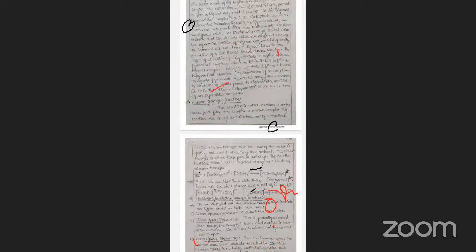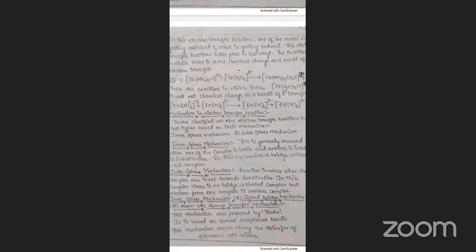Outer sphere, inner sphere, both are similar, but in the inner sphere the reaction goes through a bridged ligand. In the outer sphere there is no bridged ligand acting. So here one example is there. We explain the example to the student here. So different examples are there.